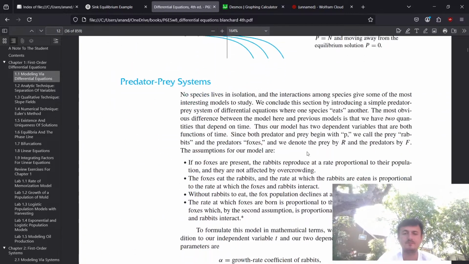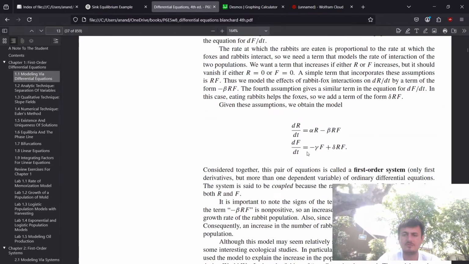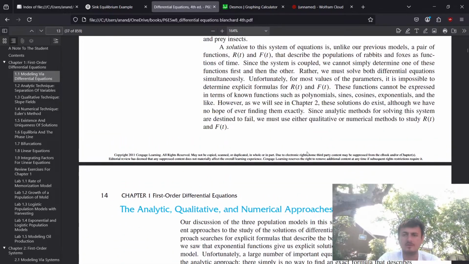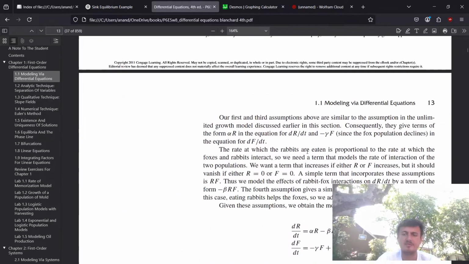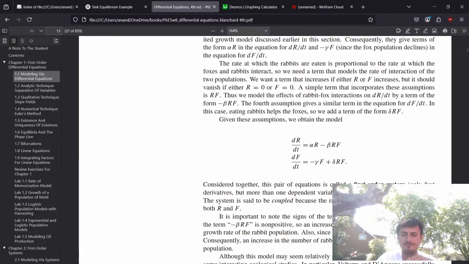Okay. Predator prey. What do they show in predator prey? Okay, and I see why they're introducing that, because basically there can be interaction between variables, and differential equations are not limited to a single variable. They can have many. So okay, here we go.